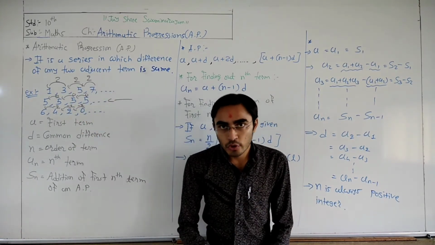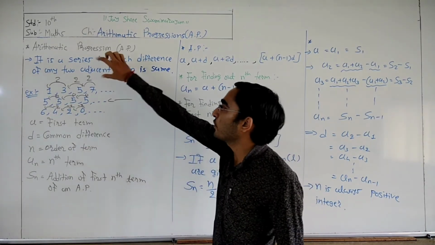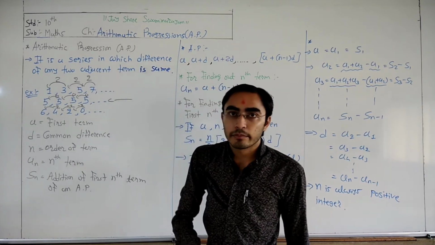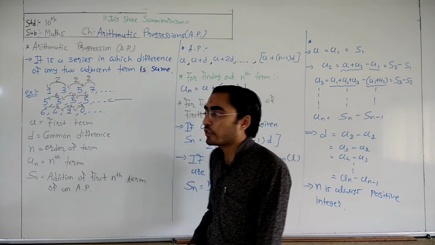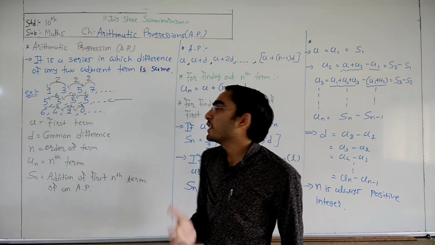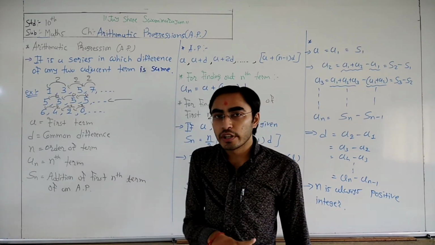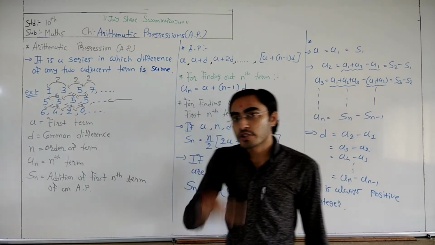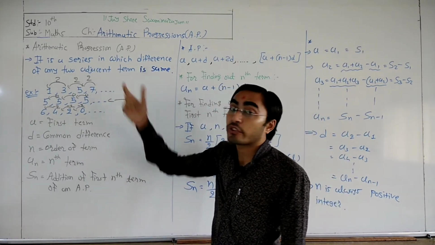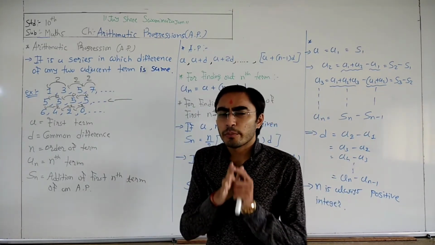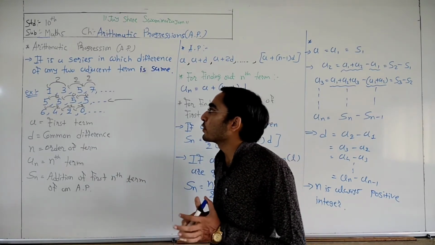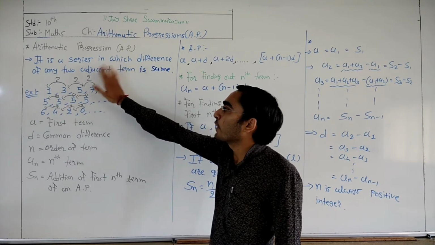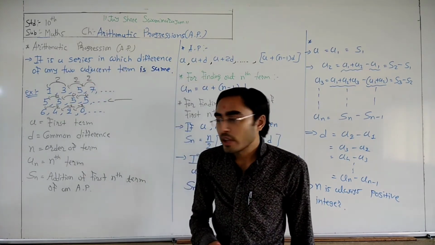But in the NCERT book, the definition is that it is a series in which the difference of two adjacent terms is the same. Here there is no restriction for the difference d. The difference can be 0. What is the basic definition of arithmetic progression? The difference of any two adjacent terms is the same.